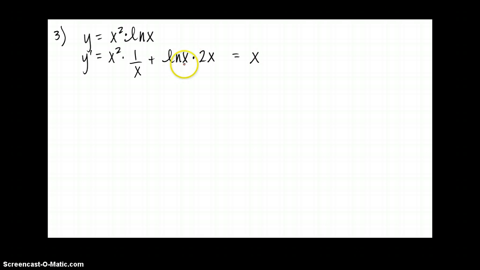Remember, ln is a function. Treat it like the sine or cosine, which means I cannot multiply those two things together. So we'll write it as plus 2x ln of x so that that doesn't get confused.